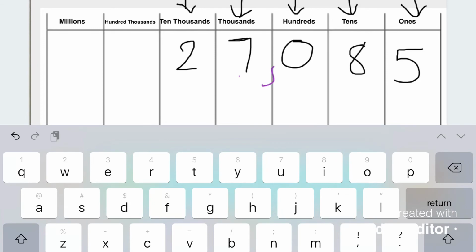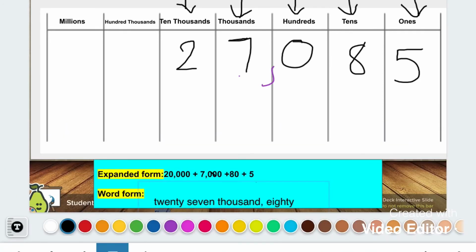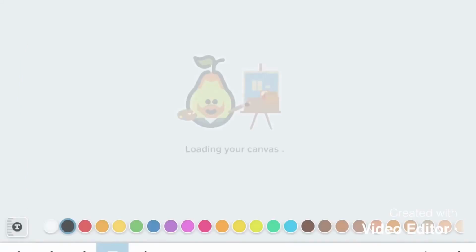I'm going to type this one in. 27,000. Don't forget those commas. 85. There we go. We've now successfully written 27,085 3 different ways.